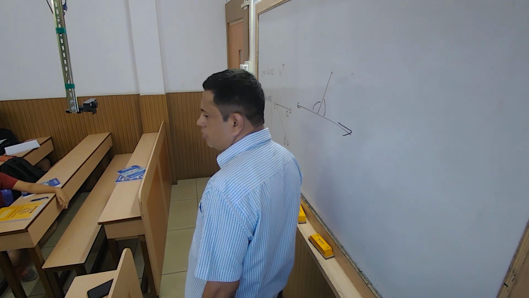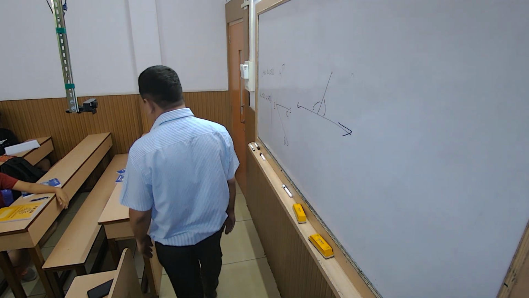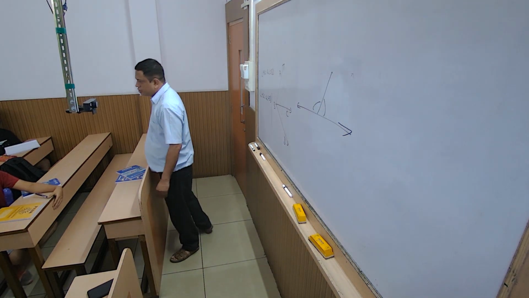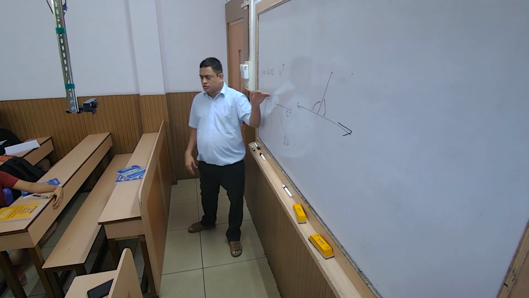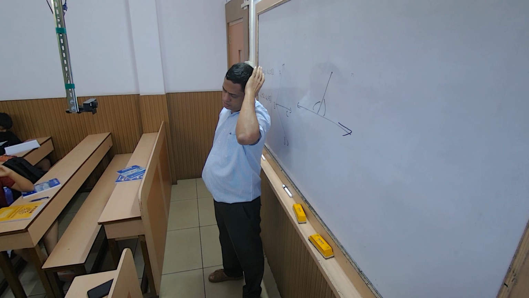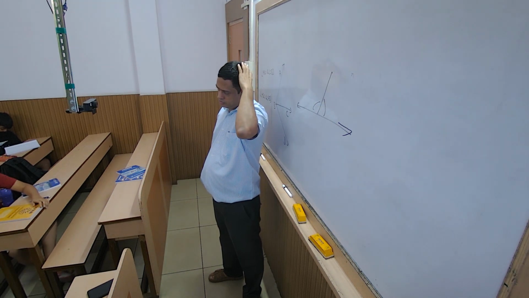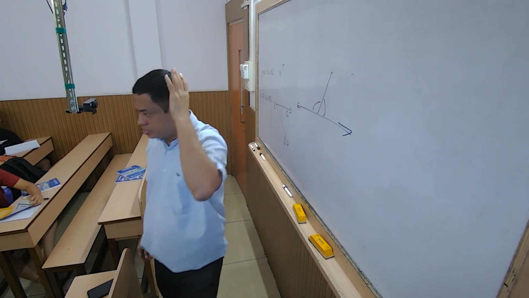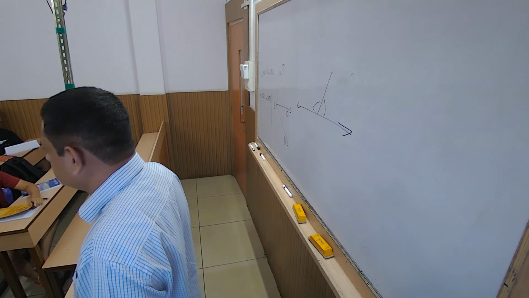Okay. Do you know what I mean by linear pair angles? Yes, sir. Adjacent angles that add up to 180 degrees. That means angles on a straight line are called which angles? It's called linear pair angles. Understood now?